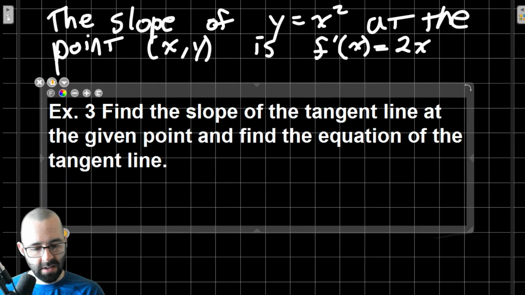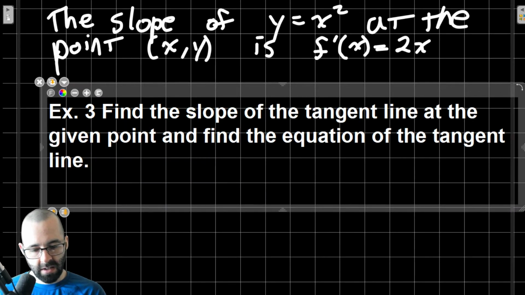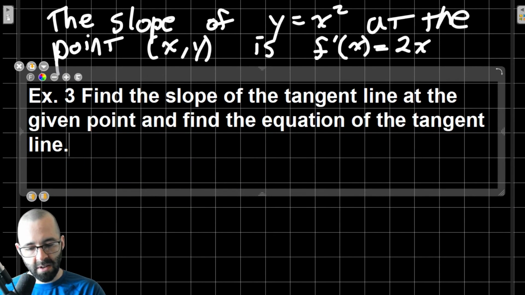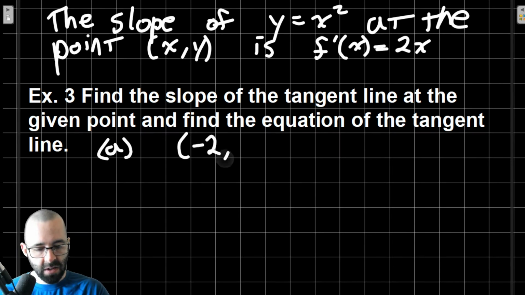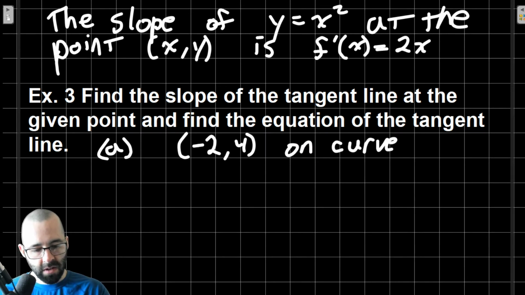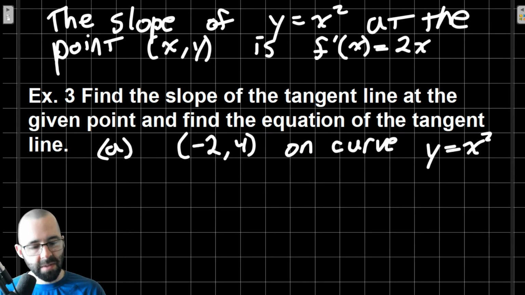I hope you're ready. Hope you love tangent lines. So part A is going to be the point -2 comma 4 on the curve y equals x squared. Oh my goodness, I cannot draw a 2 to save my life today.